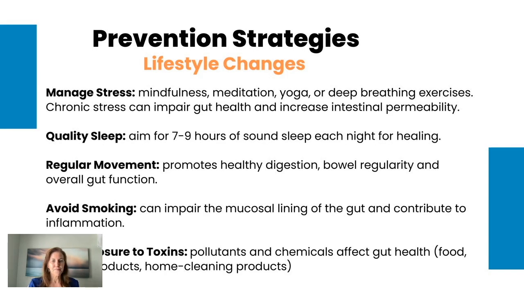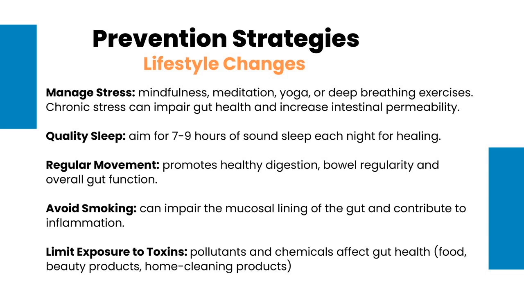Lifestyle changes. We've got managing stress because we want to be out of that sympathetic nervous system, that stress response. We can do that through mindfulness, meditation, yoga, deep breathing, many, many ways, walking outside, lots of different ways. Getting quality sleep, between 7 and 9 hours of good, sound sleep. This is when we heal.